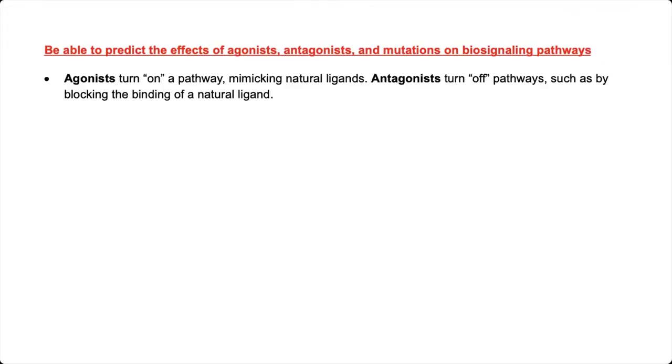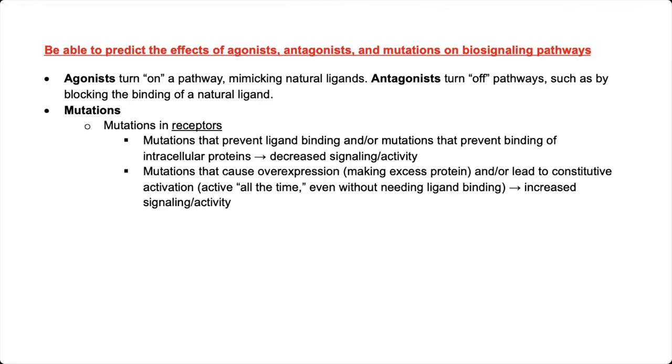You should be able to predict the effects of agonists, antagonists, and mutations on biosignaling pathways. So let's go through these terms. Agonists, remember, these are going to turn on a pathway, mimicking a natural ligand. Whereas antagonists are going to turn off pathways, such as by blocking the binding of a natural ligand.